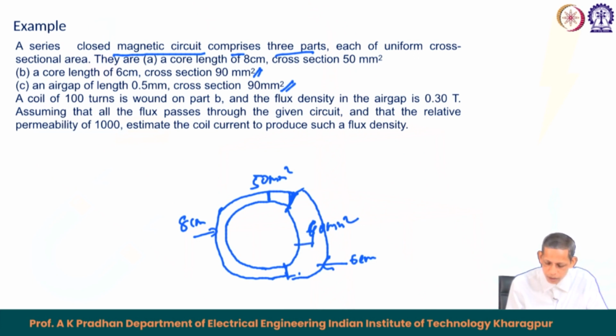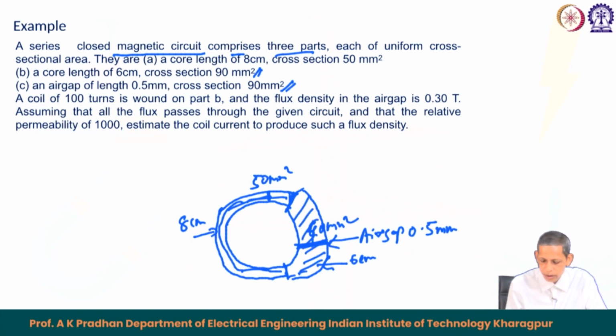So, we can have an air gap here, having 0.5 mm only. So, this circuit looks like this. We have one core section here and another closed section like this, and in between I have the air gap. So, this is our air gap in this case. With this, the corresponding data are available to us.